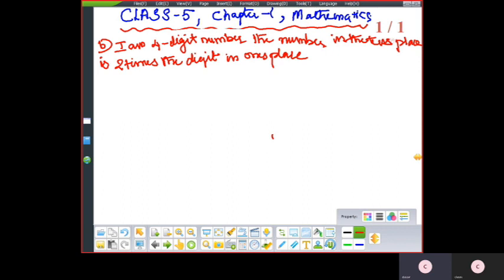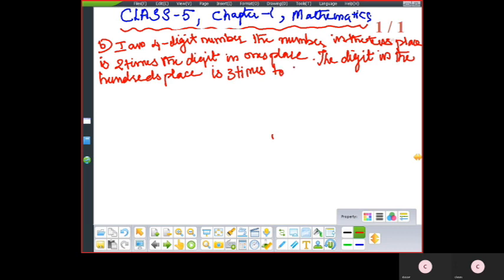Then the digit in the hundreds place is 3 times the digit in the ones place.